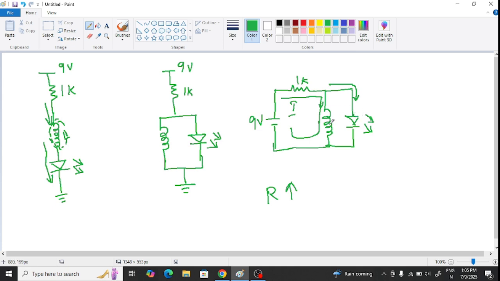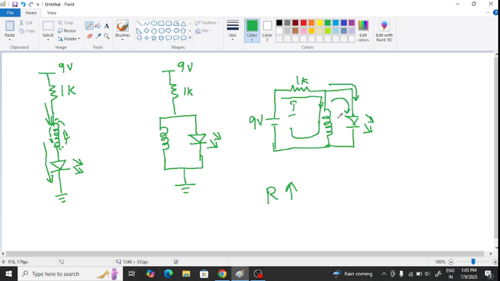Of course, when you switch off the supply, the energy stored in the inductor will be dissipated through this LED and your LED will glow. But how long your LED glows depends upon the energy stored. The higher the energy stored, the longer the LED glows. The lesser the energy stored, the lesser time the LED glows. Okay, that's it.